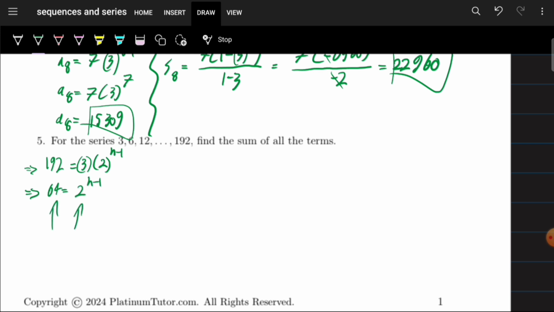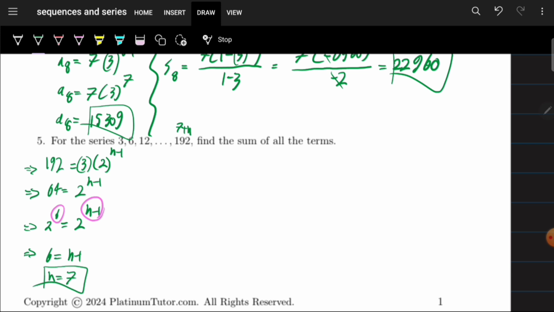We have to write both sides so that they're both in terms of 2 to the power of something, right? So they both have a base of 2. So 64, I think, is 2 to the 6. Let me just double check that. Yes. So 2 to the 6 is equal to 2 to the n minus 1. That means that 6 and n minus 1 have to be equal if the right-hand side and the left-hand side are to be equal. Right? So 6 has to be equal to n minus 1, which means n is 7. So we have 7 terms here. This is the 7th term.